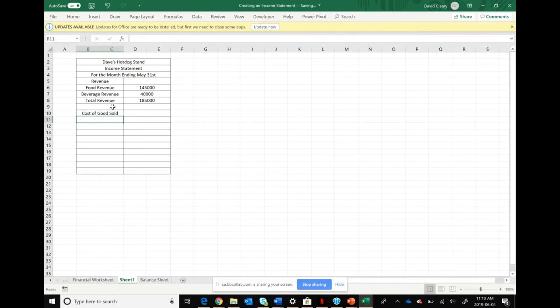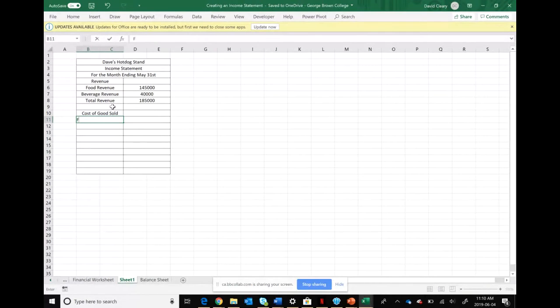Now, the next section here is our cost of goods sold. This is part of the first section where, at the bottom, we calculate our gross profit. Our cost of goods sold are costs that are directly responsible for producing food or beverage revenue, which would be our food cost and our beverage cost. Everything else is either undistributed or fixed.